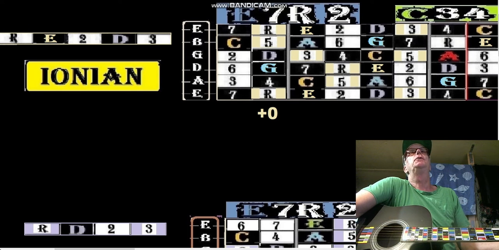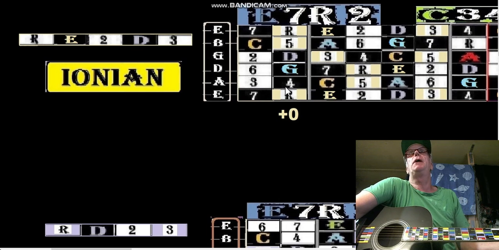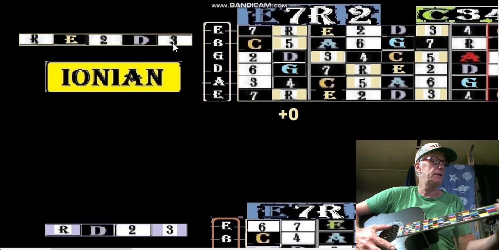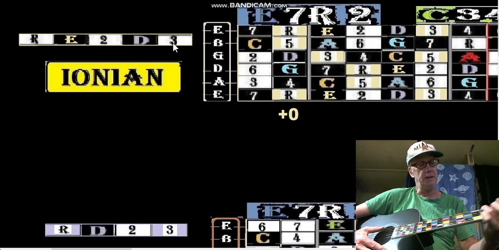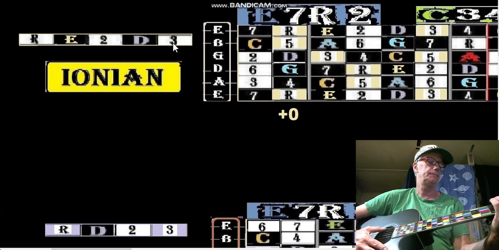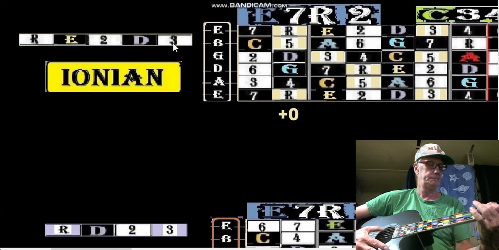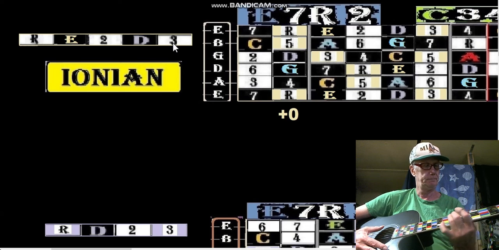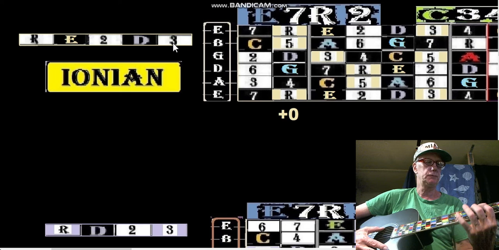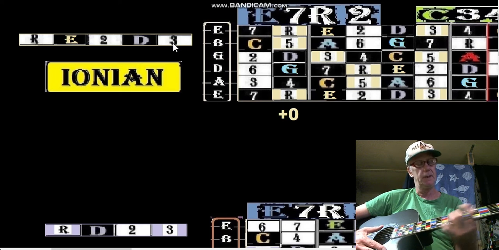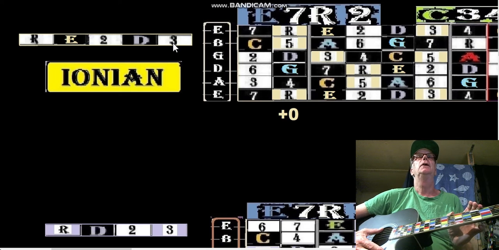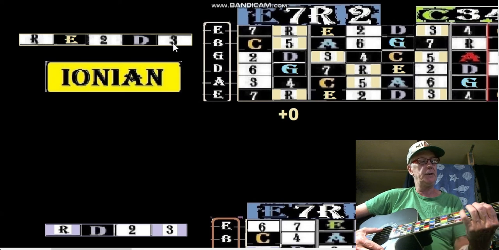If we're looking at the root pattern, it is going to be the bottom string, the root 2 3. No matter where you do a root 2 3, here's an E major root 2 3. That's an E major. I call it the Ionian string shape. That's what I'm going to start calling it. I don't mean to throw people off, but that's how you start an Ionian scale.